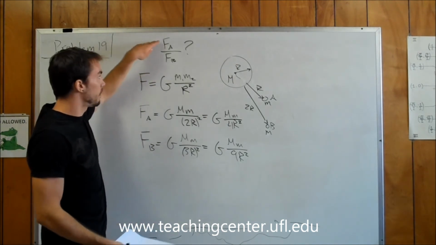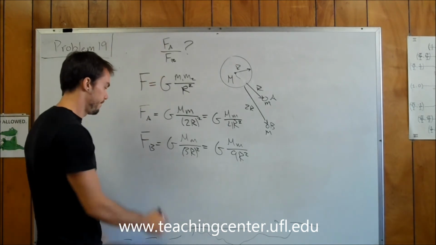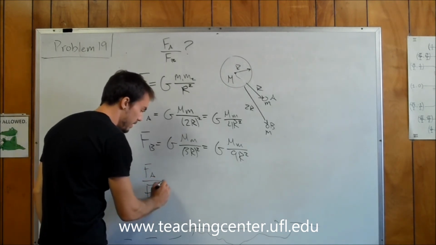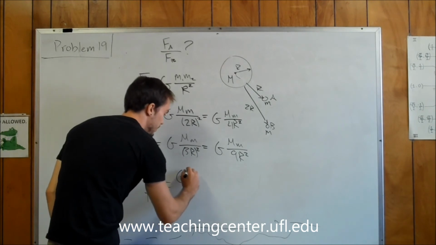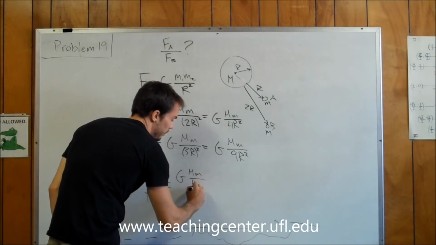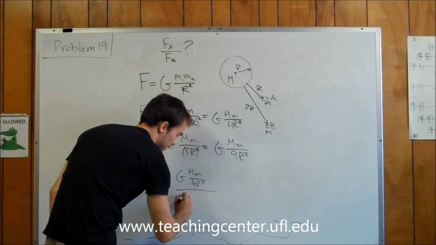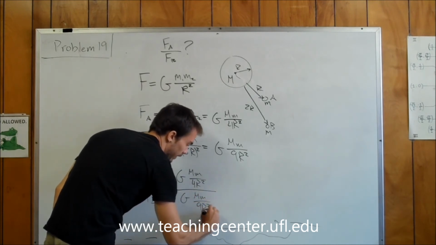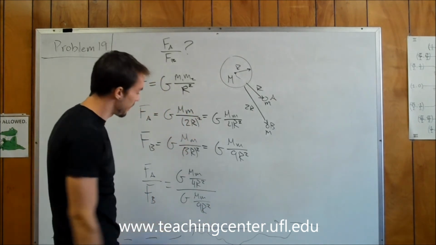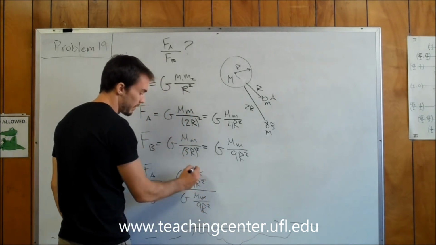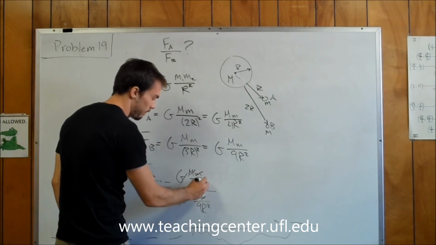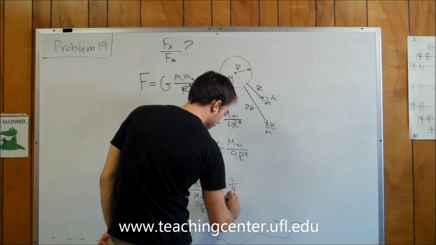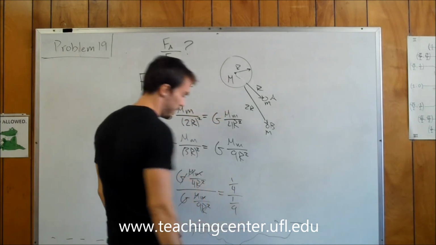From there, all we have to do is take FA and divide by FB. So, write this out. FA over FB is going to be G M m over 4r squared, over G M m over 9r squared. You can see a lot of common variables, so we can cancel all those out. Little m's cancel, big M's cancel, G's cancel, r squareds cancel. What we're left with is 1/4 divided by 1/9.